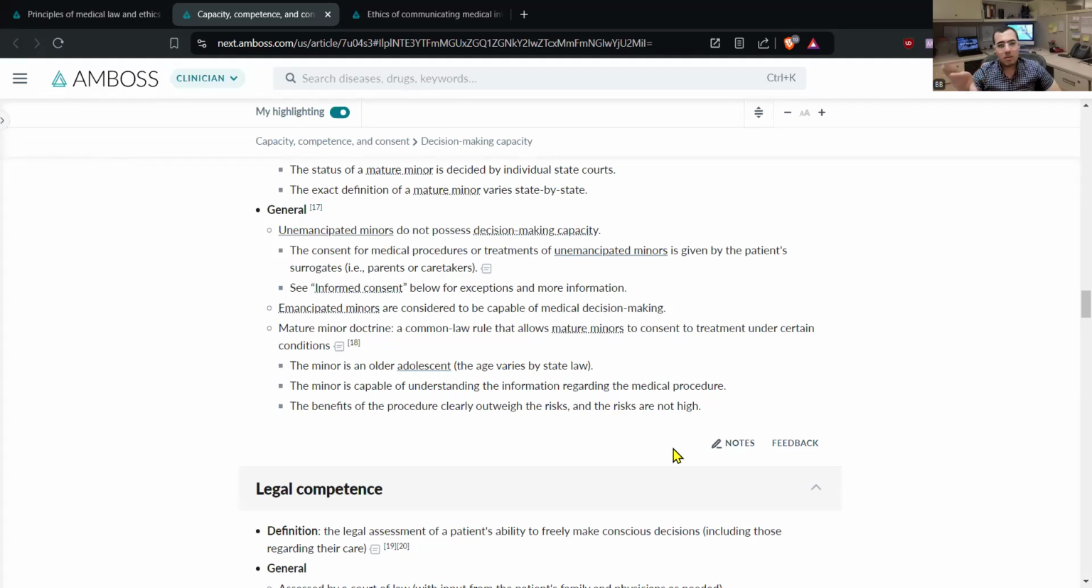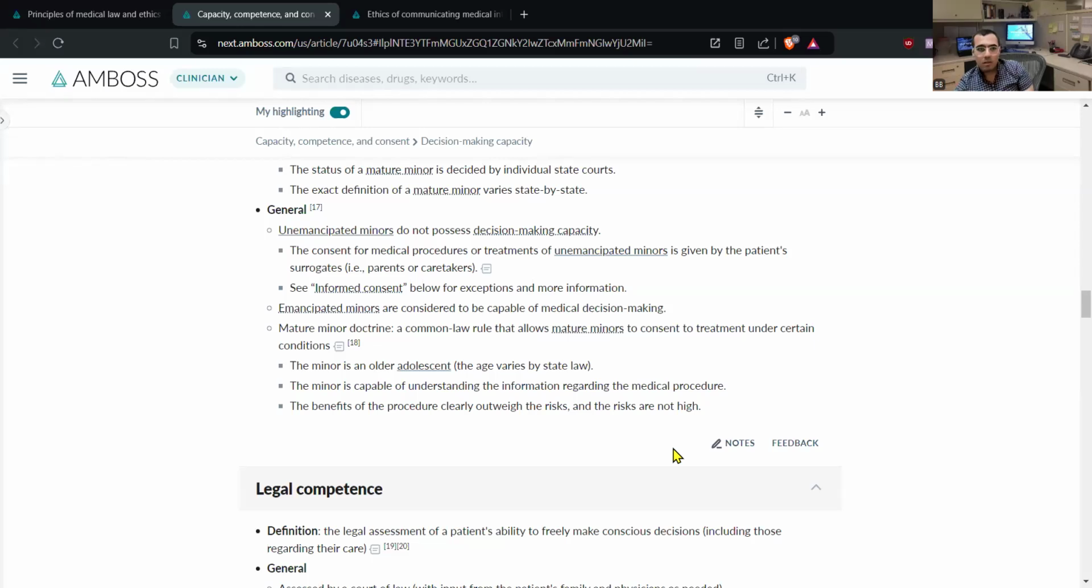Do not worry so much about the variation from state to state, because the USMLE exams are usually choosing something that is already clear, that applies to most of the states. The minor is capable of understanding the information regarding the medical procedure, and the benefits of the procedure clearly outweigh the risks, and the risks are not very high. So the mature minor doctrine is not a very high-yield concept; the mature minor can take their own decision.